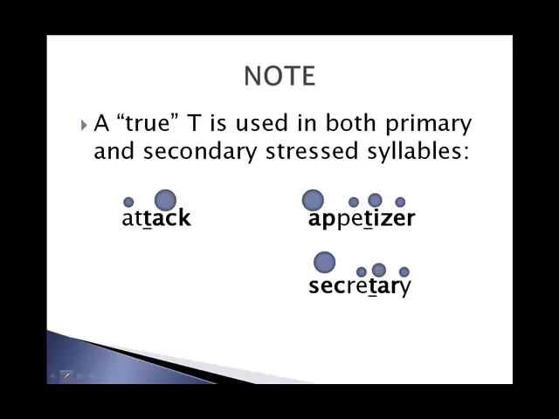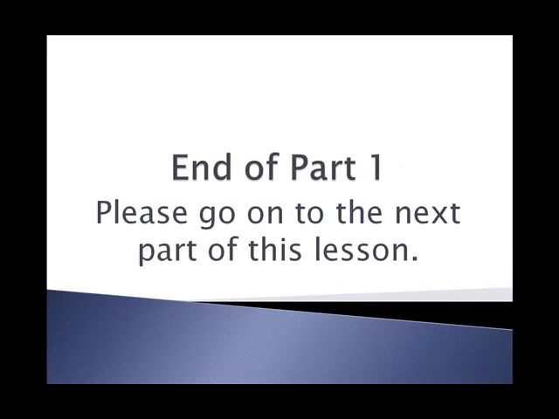Appetizer and secretary are longer words. They have both primary and secondary stress. Primary stress is at the beginning of these words, but the T still falls on a stressed syllable. It's secondary stress, a little weaker but still stressed. That's why it's still a true T. And we say appetizer, secretary. End of part 1. Please go on to the next part of this lesson.